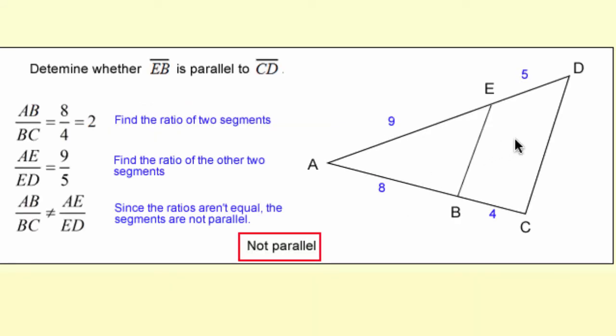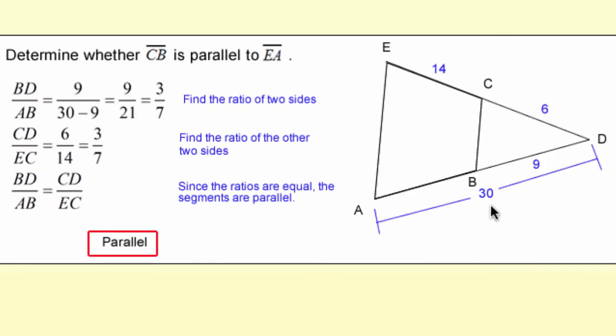So instead of writing the proportion, you can just find the two ratios and see if they're equal. So AB to BC, that's one ratio, that's 8 to 4. AE to ED, that's 9 to 5. Well, those aren't equal, so you know that this isn't a parallel situation. If the ratios were equal, you would know you had a proportion situation, and you could say the segments were parallel. So here's another example.